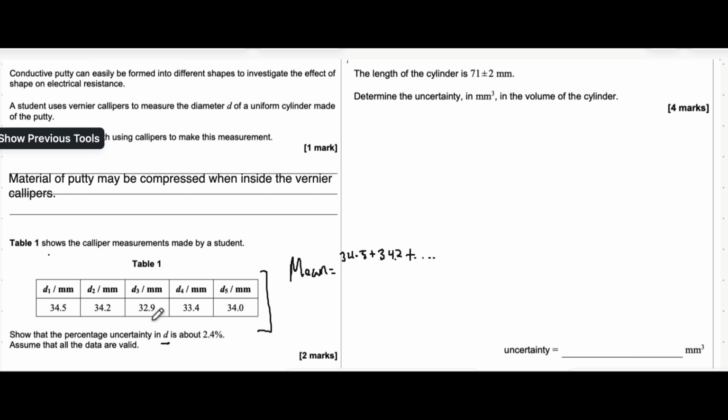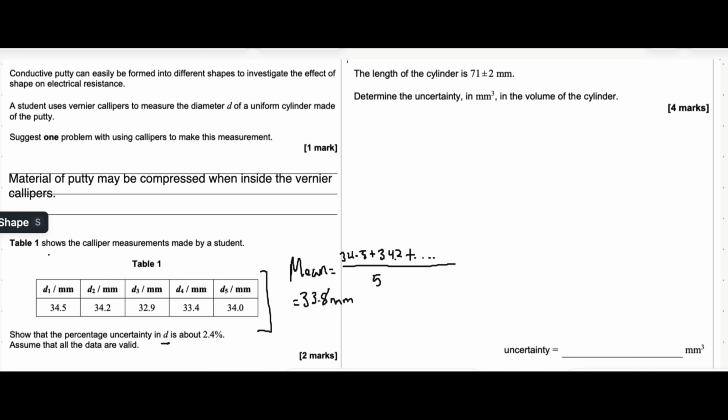So we do 34.5 plus 34.2 plus 32.9 plus 33.4 plus 34. We add all those together and we divide by how many diameters we're including, which is 5 diameters. I'm just going to quickly do that on the calculator. 34.5 plus 34.2 plus 32.9 plus 33.4 plus 34, over 5, and that gives 33.8. So that's the mean diameter, by the way.